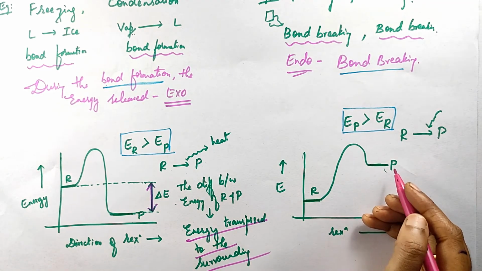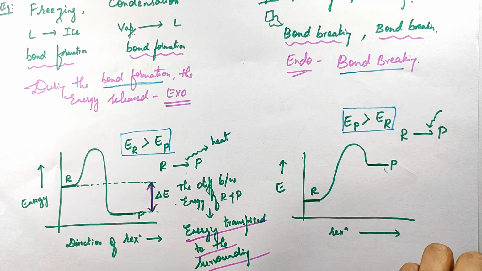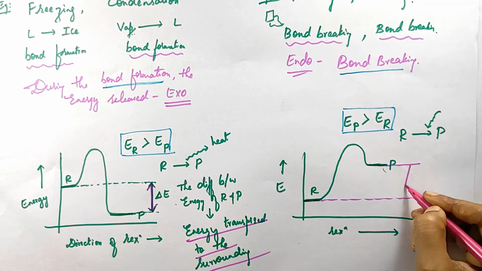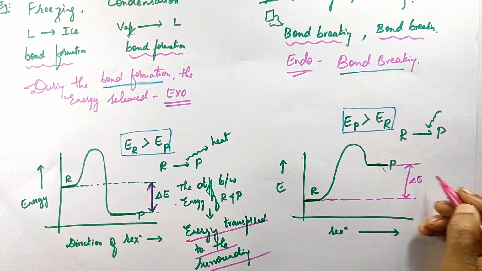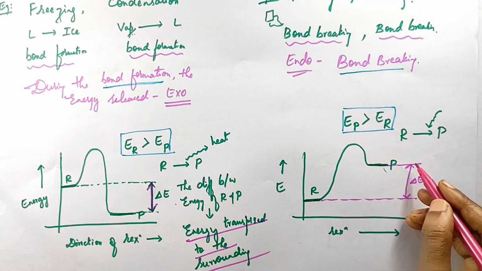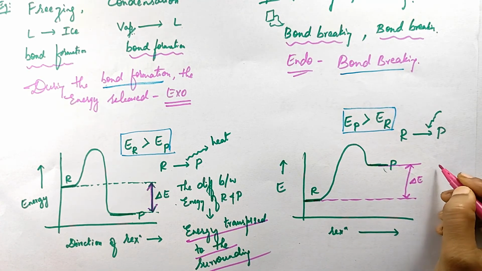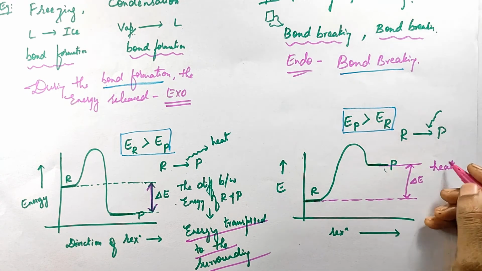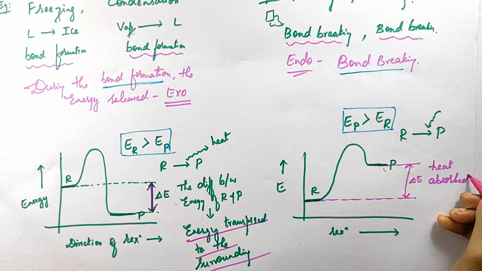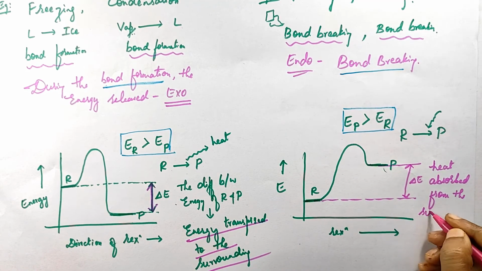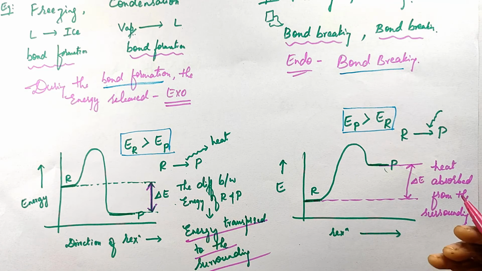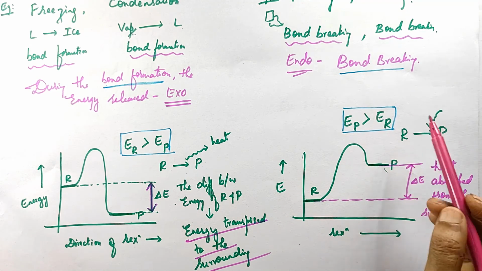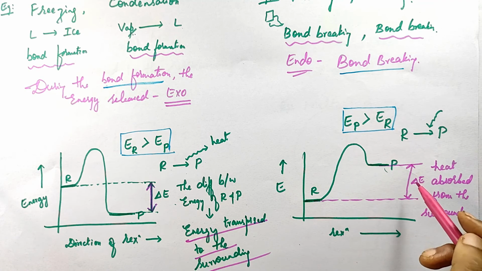In the same way, in the endothermic reaction, how much heat has been absorbed from the surrounding? It can be calculated by the difference of the reactant and the product. So energy difference, delta E. The energy difference between the reactant and the product tells us about the heat absorbed. How much heat or energy has been absorbed from the surrounding? This is how we calculate, and this is the difference between exothermic and endothermic reaction with the definition and some examples, and also I have explained the graph.